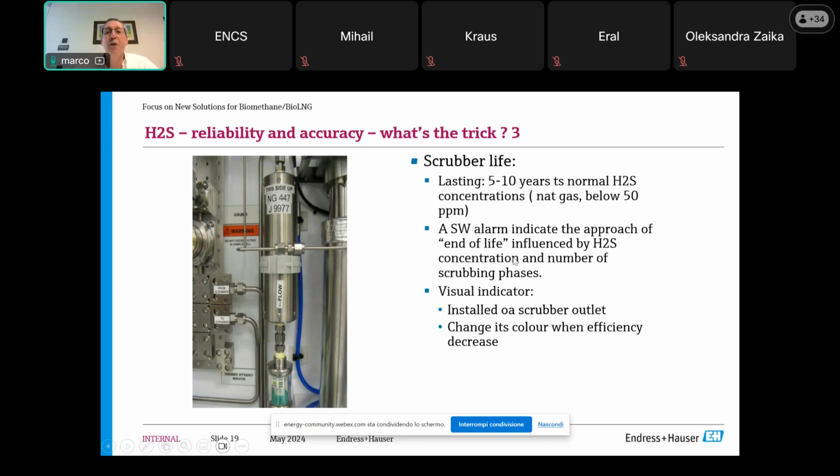And the efficiency of the scrubber itself is monitored by two systems. A software, which is taking into account the number of scrubbing cycles and the concentration, so can calculate the saturation time of the scrubber, and a visual indicator which changes color when the scrubber approaches its end of life moment.